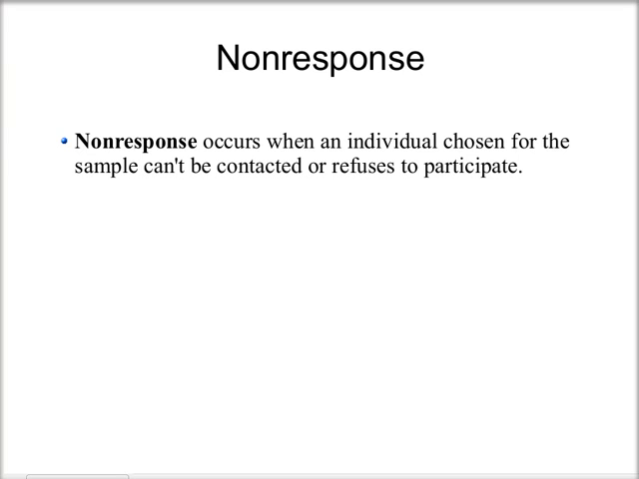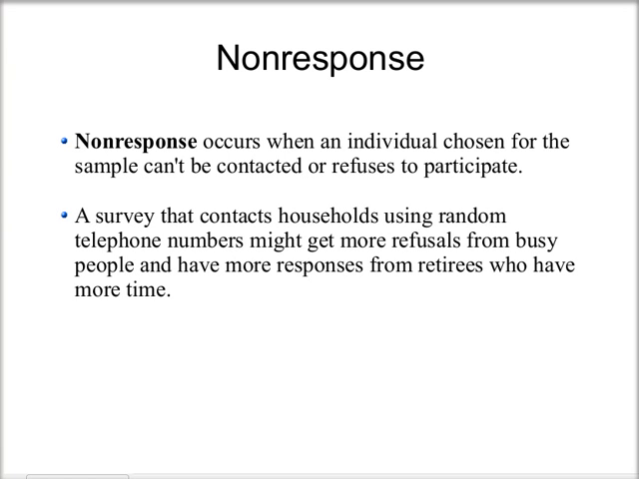Another issue is called non-response, and non-response occurs when an individual chosen for the sample can't be contacted or refuses to participate. So again, a survey that contacts households using random telephone numbers might get more refusals from busy people and have more responses from retirees who have more time.